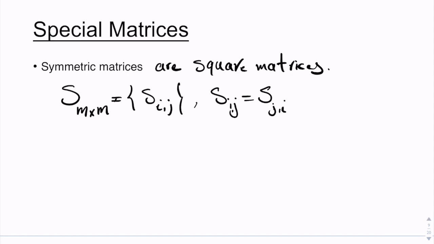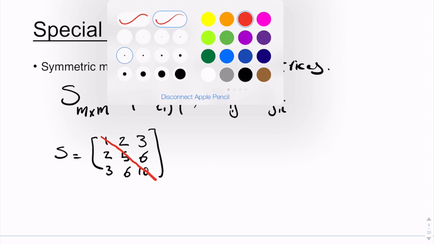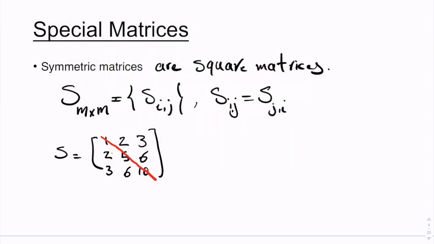So as an example, let's say S is equal to 1, 2, 3, then this element should be 2, this element should be 3, this is 5, and if this is 6, this element should be 6, and let's say this is 10. This is a symmetric matrix. If you want to see if a matrix is symmetric, consider the main diagonal: elements that mirror each other should be equal. So 2 equals 2, 3 equals 3, and 6 equals 6.